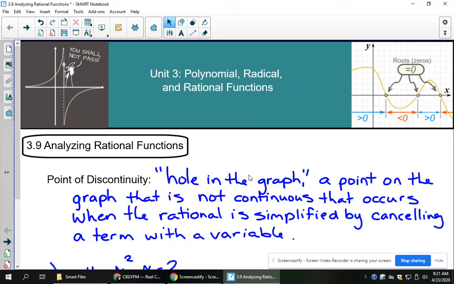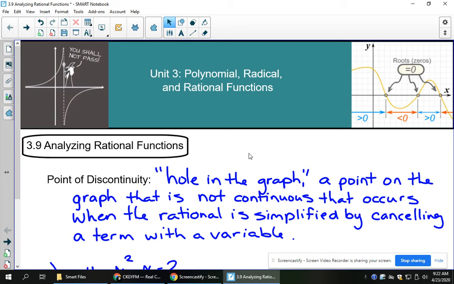Hi guys, today's lesson is 3.9 on analyzing rational functions. So we're going to start off with a definition of something called the point of discontinuity. What this is, it's essentially a hole in the graph. It's a point that's not continuous. That occurs when, simplifying a rational expression, you end up canceling terms out. So we'll see a bunch of examples of that happening in this lesson.